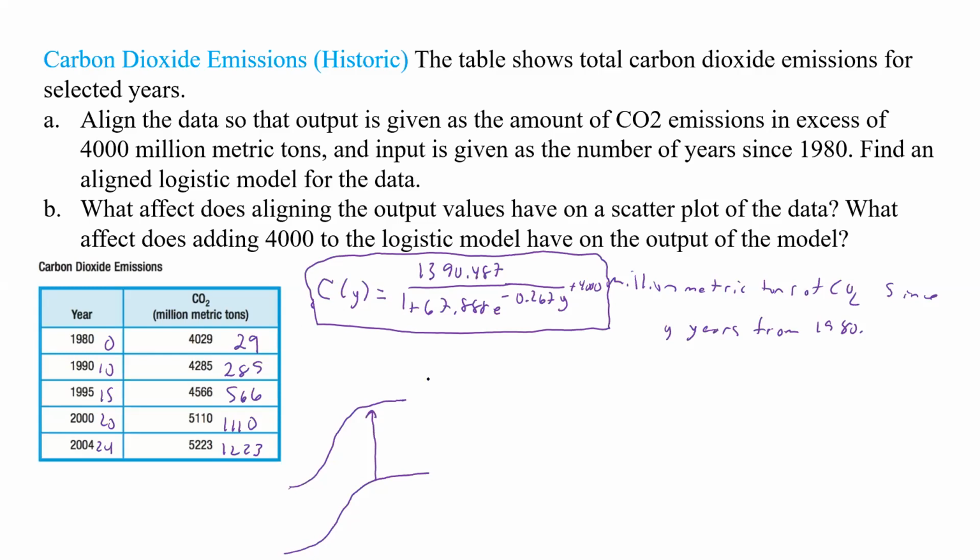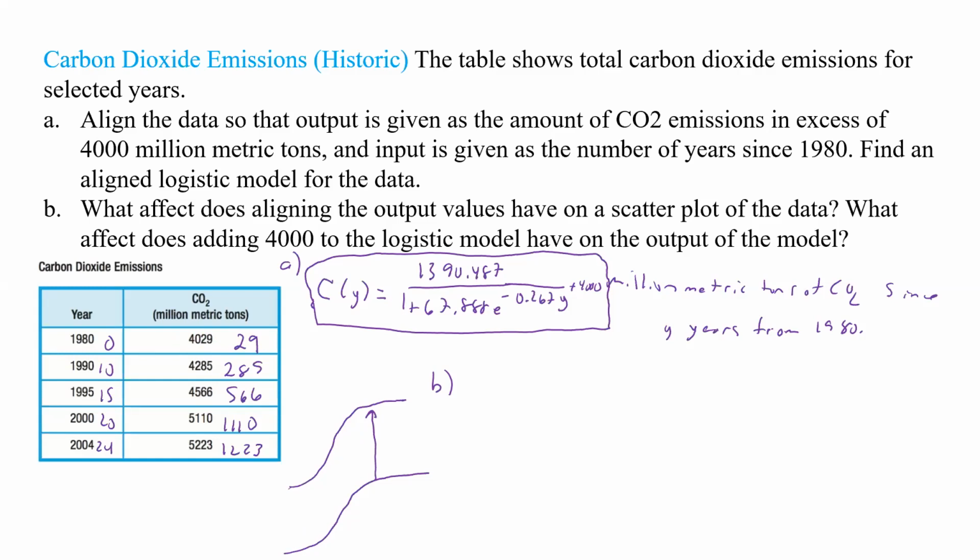Now, what does B ask for? So that's A. B says, what effect does aligning the output values have on a scatter plot of the data? Well, it shifts it down, and so it's closer to that horizontal asymptote of y equals 0. So that's the key thing that we want, kind of like why did we do that? Starting at 4029, we went down to 29. So that's as close to zero as we could. We could have subtracted 4029 from all of those, but that's a little harder than just saying, let's subtract 4,000. So that's why we only did the 4,000.